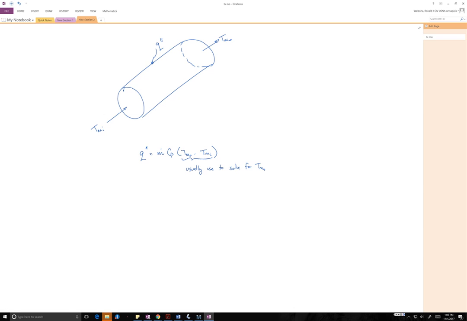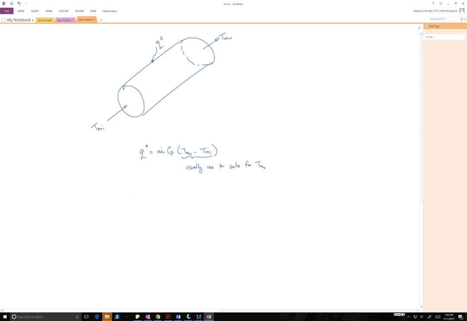One other unique thing about this is if we wanted to solve for the temperature at any location x, we could rearrange and say that the temperature at any location x is equal to the mean temperature coming in plus our heat flux times our perimeter over our mass flow rate times our heat capacity times distance x.